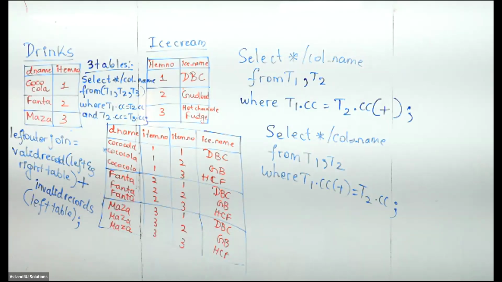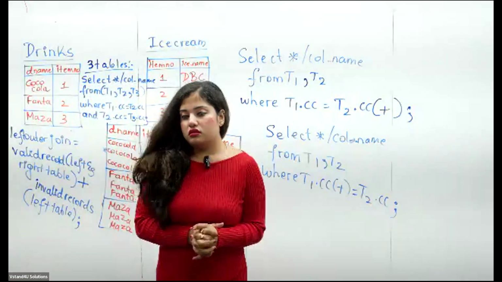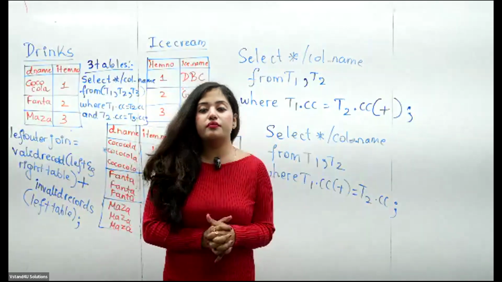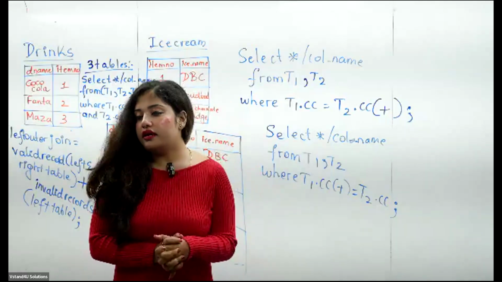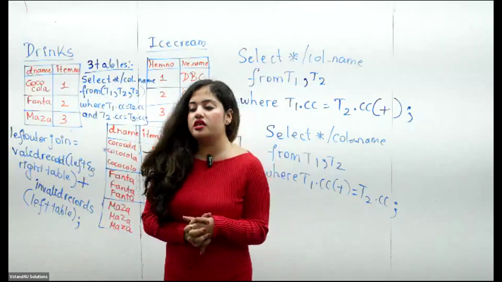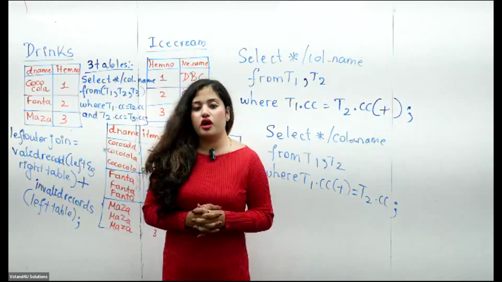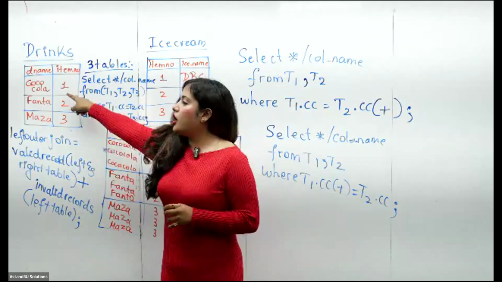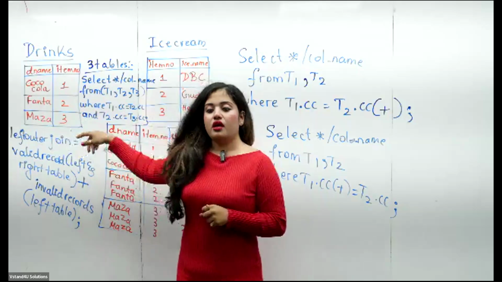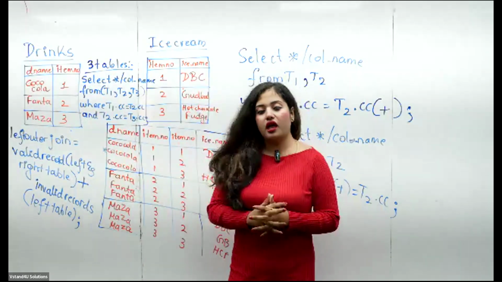Guys, clear with joins theory? What do you mean by joins? It is a special possibility of select statement which is used to join two different tables. What are the different types of joins? Cartesian join, which is also called cross join. What do you mean by Cartesian join? Each record of one table will be merged with all the data of another table.